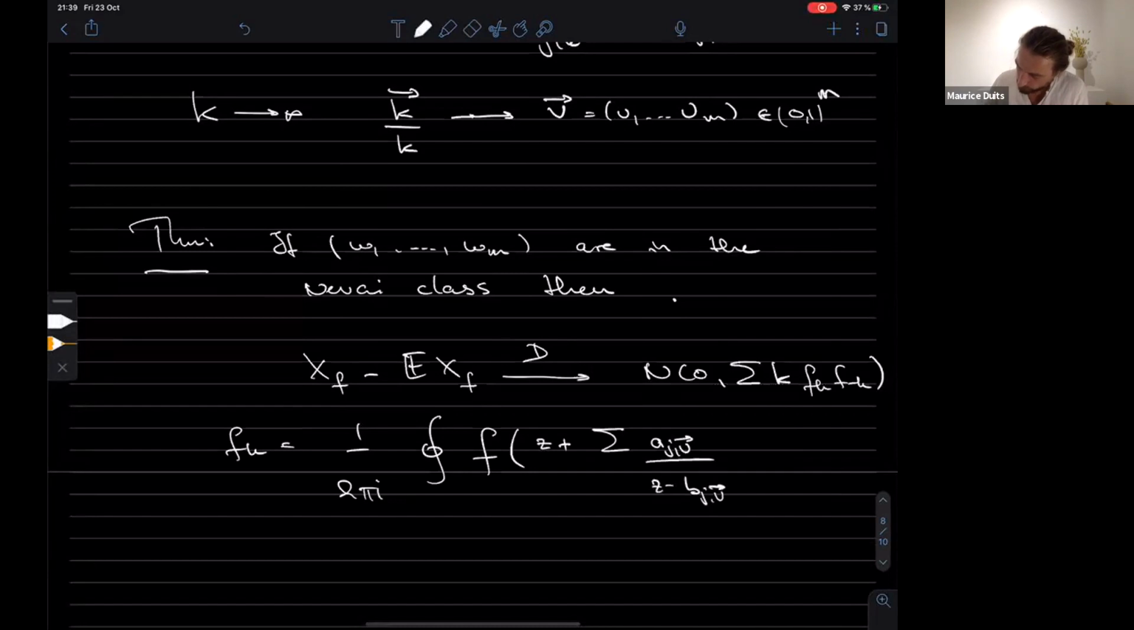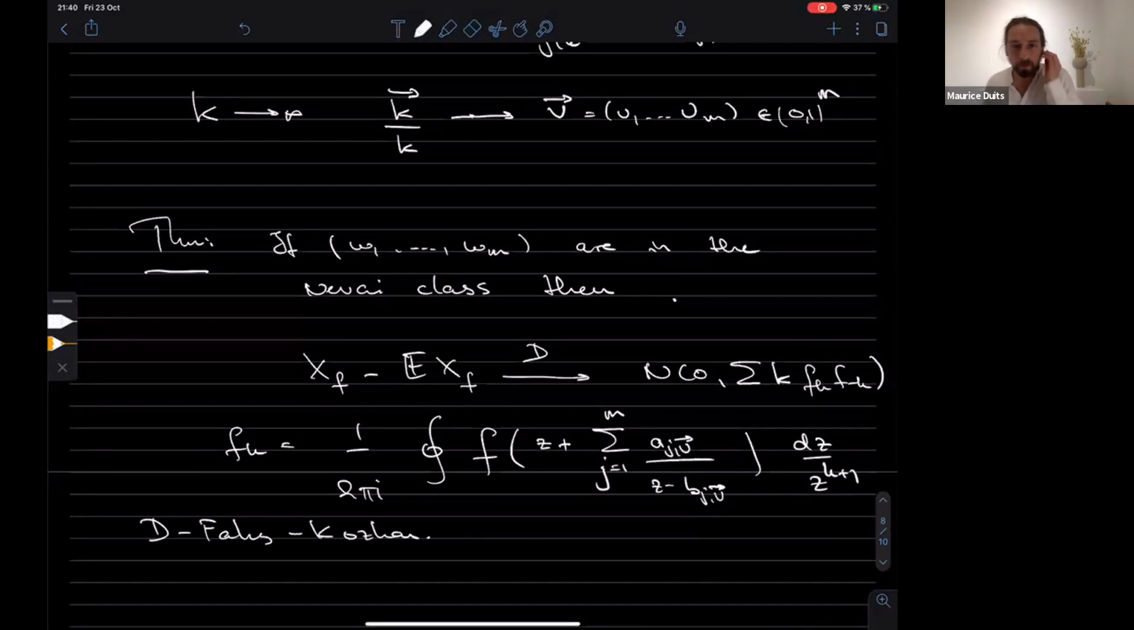So this now, it's sort of a rational function here. J is 1 to m. And here is dz over z to the k plus 1. And this is the theorem by myself and Benjamin Ross. Actually, this is one theorem. We actually have some other theorems too.